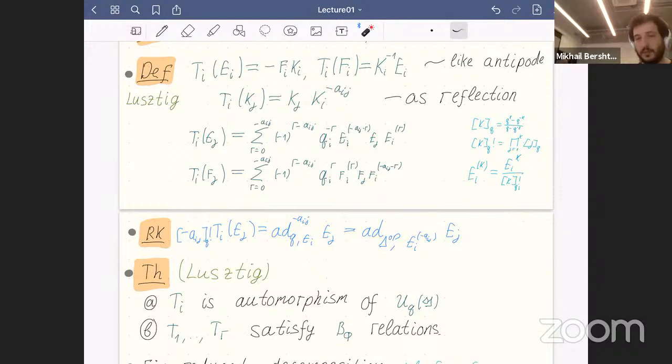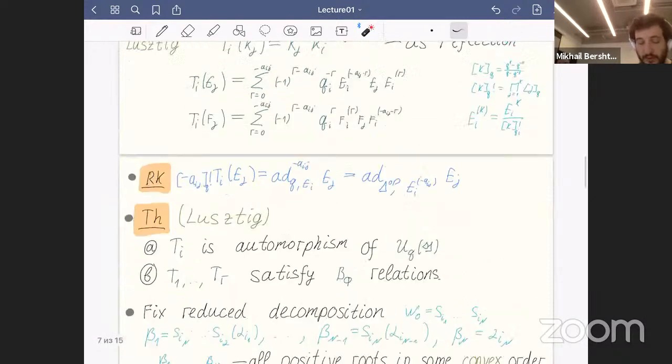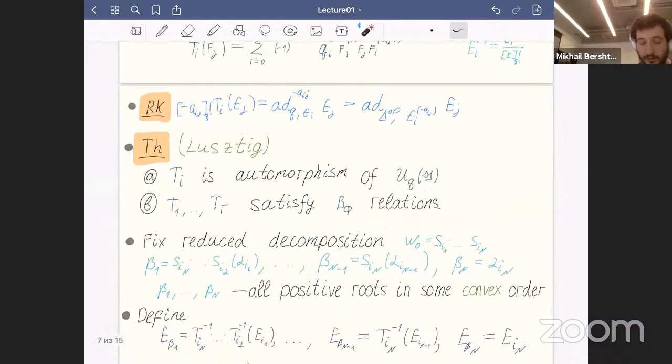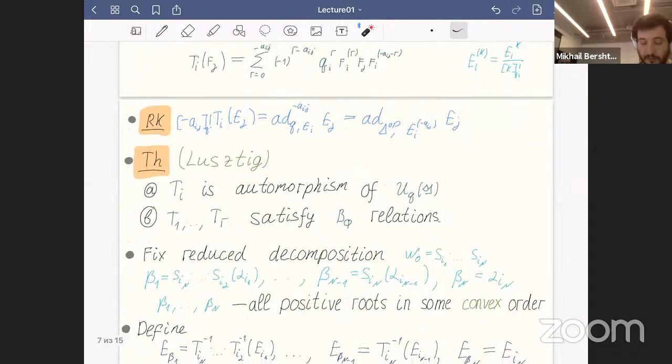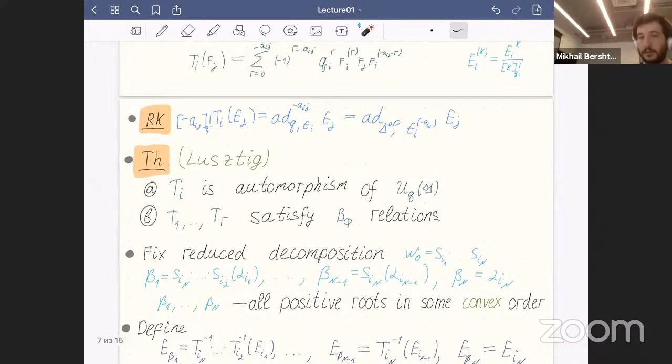I think I spent more time discussing this last year, and this was maybe the problem. Now I just claimed this, the trivial theorem by Lusztig. Here we have again Lusztig, and I can check that I wrote correctly: first, the T_i are automorphisms of the algebra, and second, that these T_i satisfy the braid group relations. Any questions?